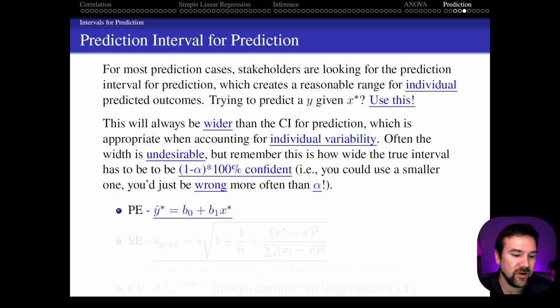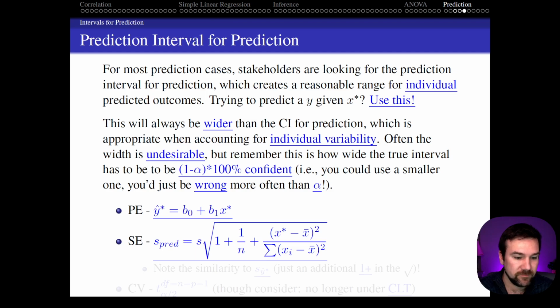For this case, the point estimate's the exact same, y hat star, and that's the regression equation with the new data point put in. The standard error is denoted something a little different because we want to keep the standard errors different between the confidence interval for prediction and the prediction interval. So the notation for the standard error for the confidence interval for prediction was S sub y hat star, and that kind of covered it. So for a prediction interval, we use S sub pred to stand for prediction interval.